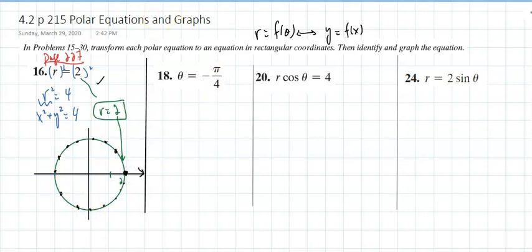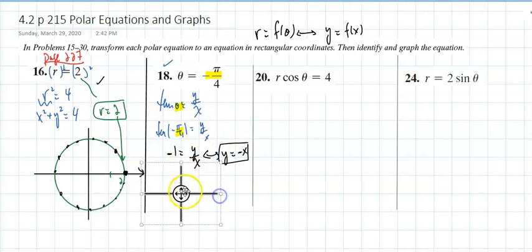Here, I notice theta is not present on number 18. Well, let me not worry about that yet. I'm sorry, r is not present. So here, I know that tan of theta equals y over x. And since they gave me theta, this means tan of negative pi over 4 equals y over x. And we all know what tan of pi over 4 is. Isn't that a negative 1? And if I cross multiply, wouldn't that mean y equal negative x?